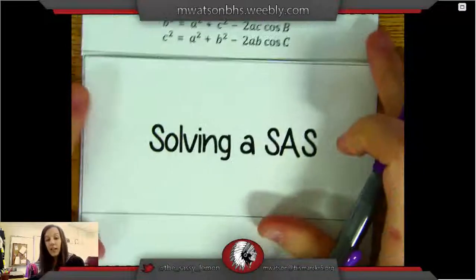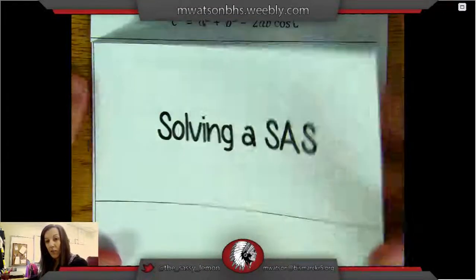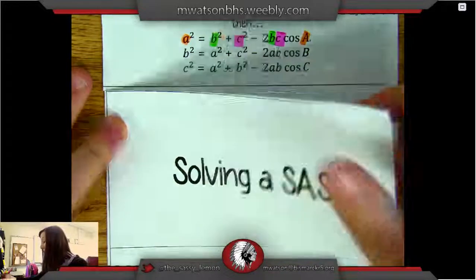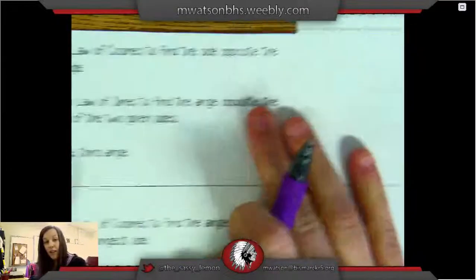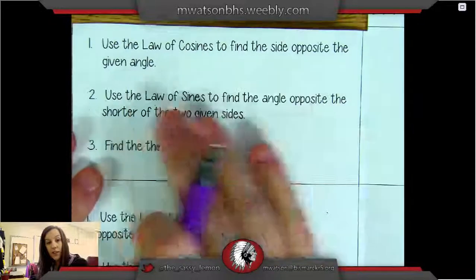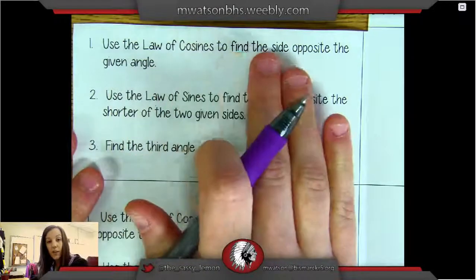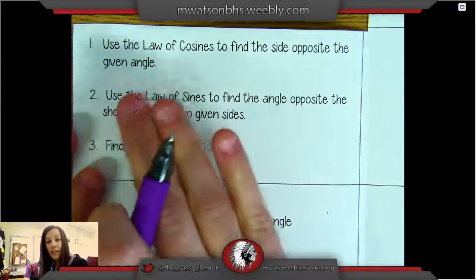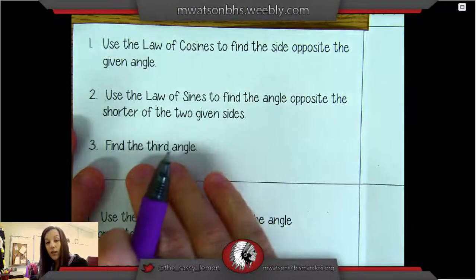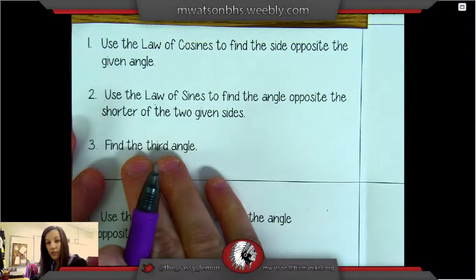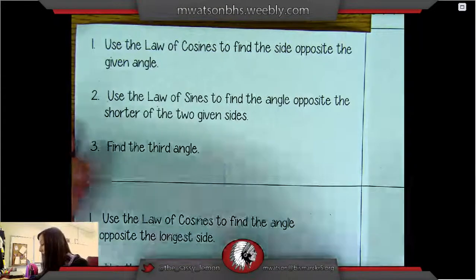So let's go ahead and look at solving a side angle side. The best way to memorize these is just to work with them, so I'll give you step-by-step instructions. The first thing you're going to do is use the law of cosines to find the side opposite the given angle. The order is important. You have to do these things in this order.